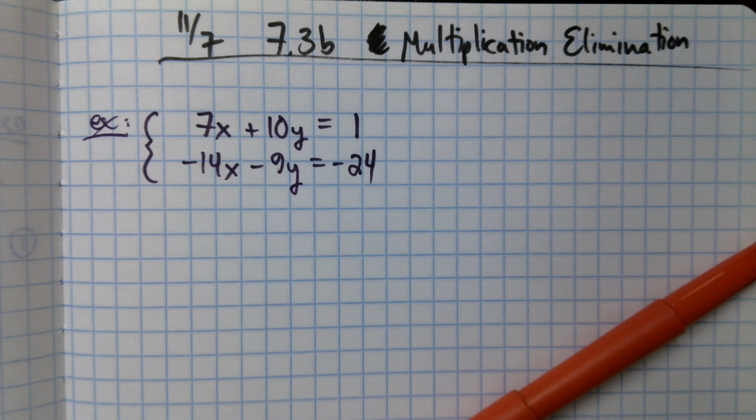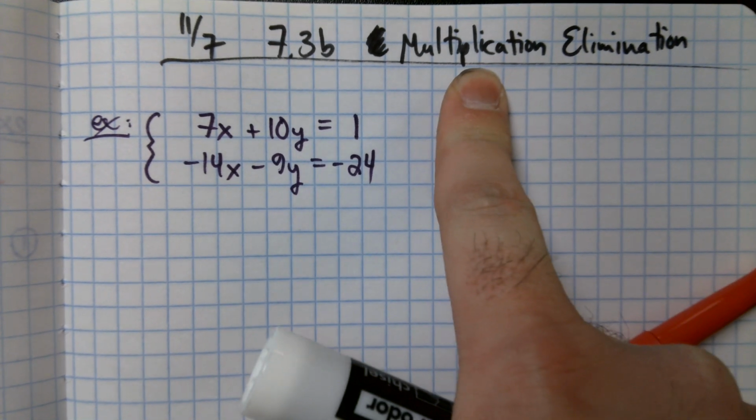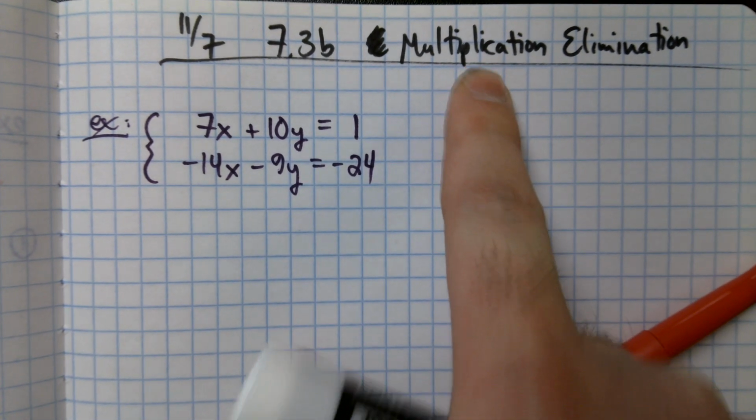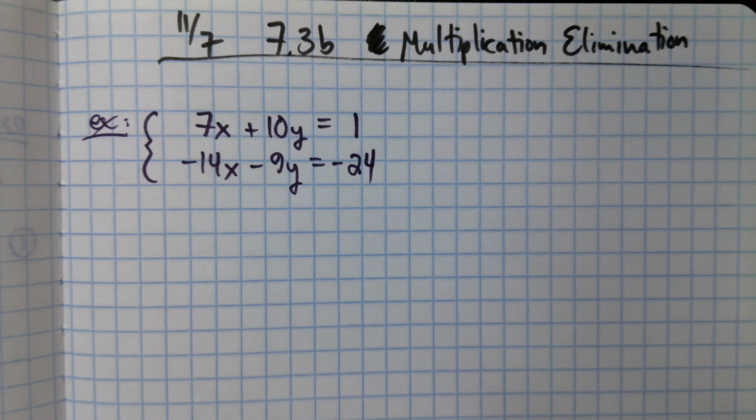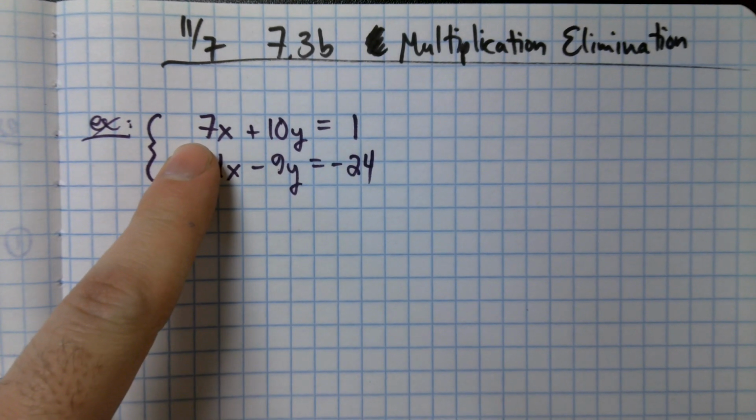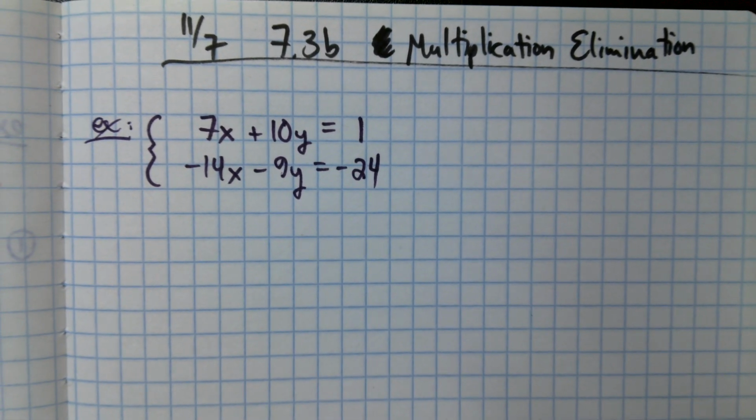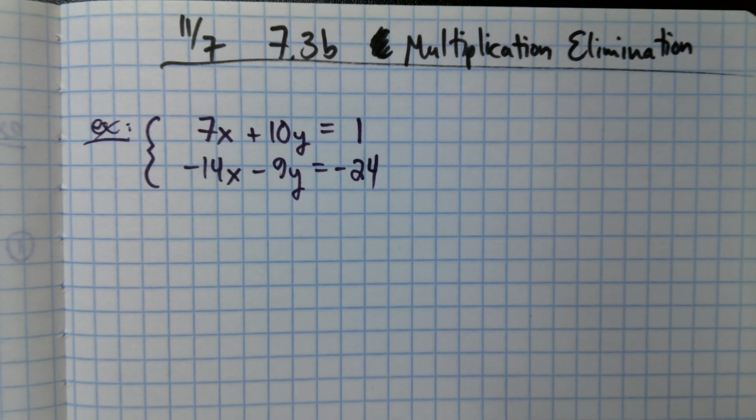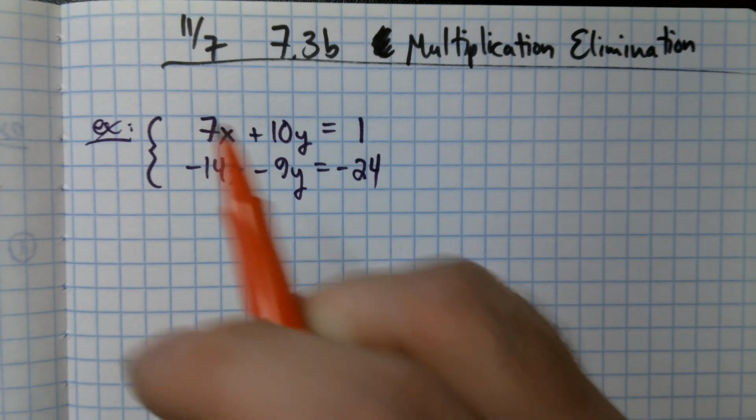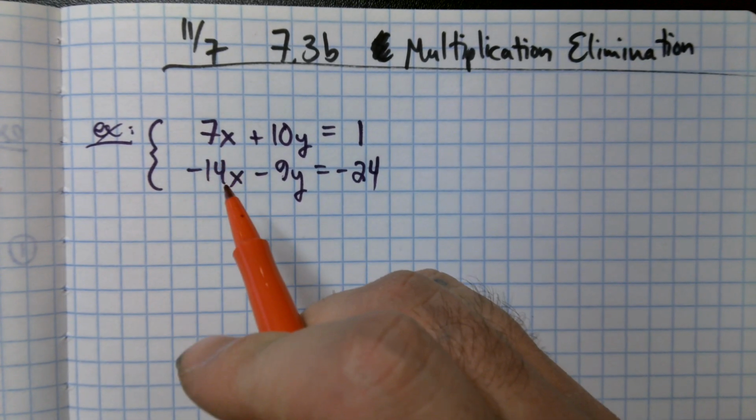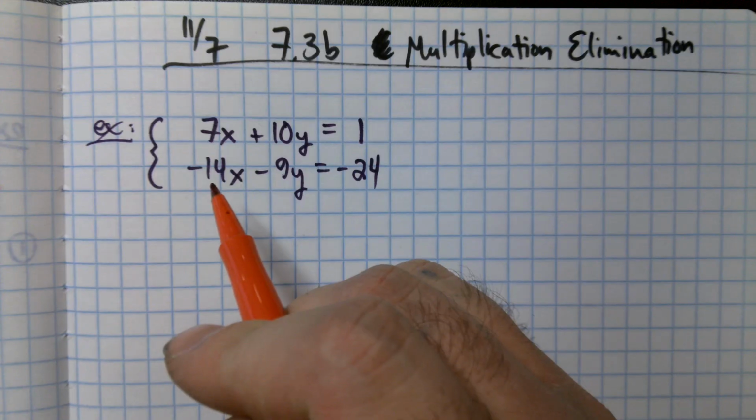Son, did you have your hand up? What? Multiply what? What makes you think we're going to multiply? Besides the name of the lesson. What does it look like I can multiply to make my life easier, Son? 2, the top by 2? Why would I do that? So it cancels out. What cancels out? The 7x and negative 14x.